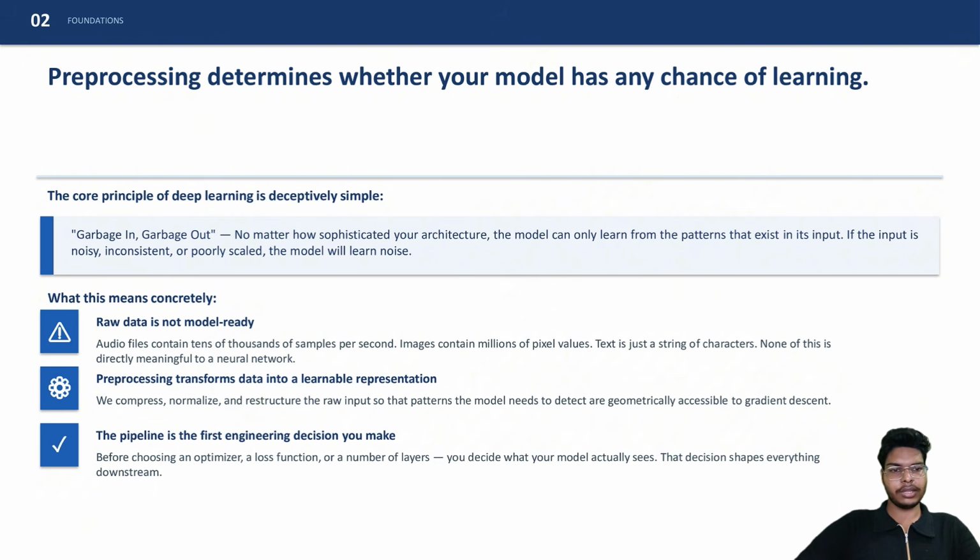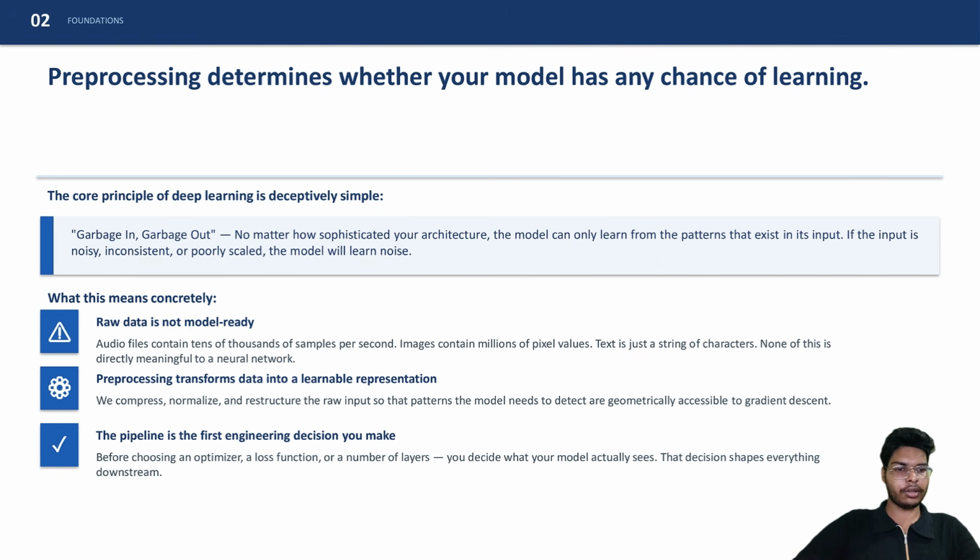Preprocessing determines whether our model has any chance of learning. The core principle is simple. Our model can learn only from patterns that exist in its input. If we feed it garbage, it learns garbage. That's the whole idea and concept behind garbage in, garbage out.